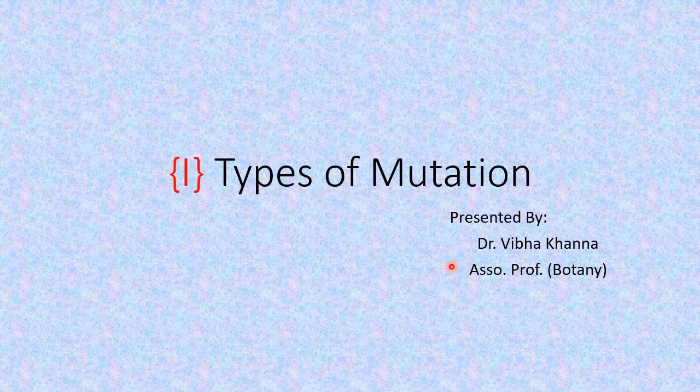This one single change in the nucleotide may lead to various types of mutations, because change in one of the nucleotides is the beginning. These changes may range from one nucleotide to the entire set of chromosomes, or the entire chromosome, or an entire segment of chromosome. So in this video, we'll understand the various types of mutations.